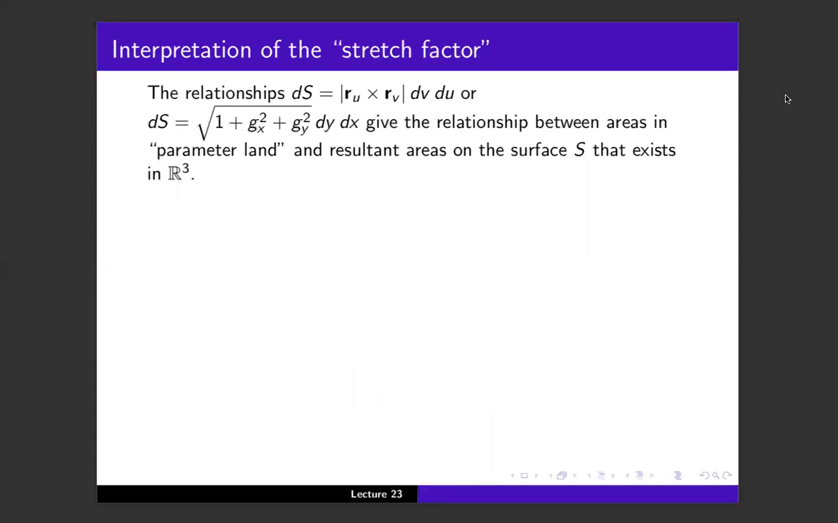So what exactly is this? What's the significance of this RU cross RV? Well, we think of it as sort of like a stretch factor. So what's going on when you parameterize a surface is you have your flat space, and we literally do call it flat space, of u and v.